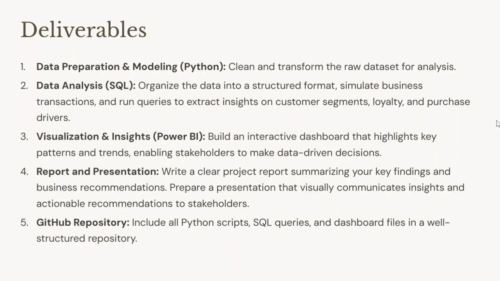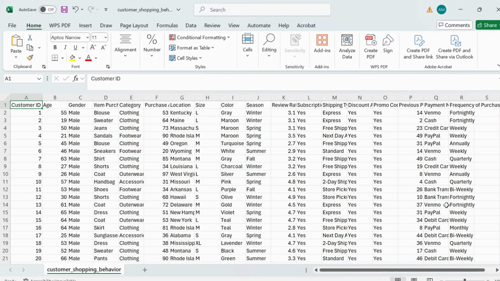Now let's take a quick look at the dataset before starting the project. So this dataset is all about customer shopping behavior. Each row here represents one customer and their latest purchase. Let's quickly go through the columns. First is customer ID, which works like the primary key. It uniquely identifies each customer. Then we've got age and gender, which are the basic demographic details.